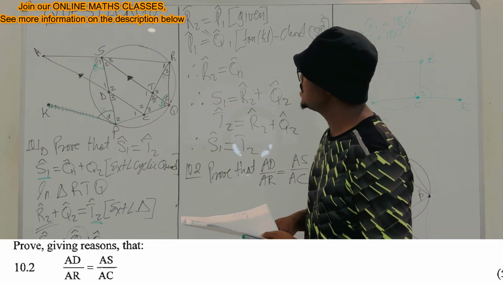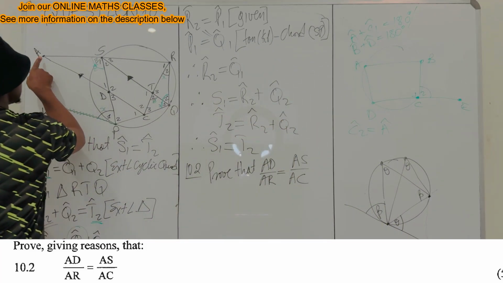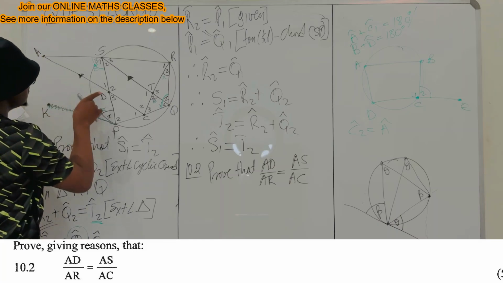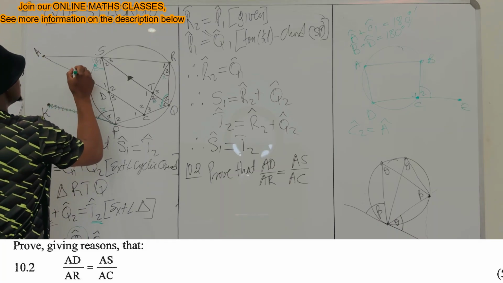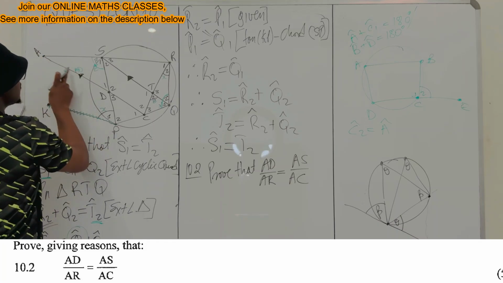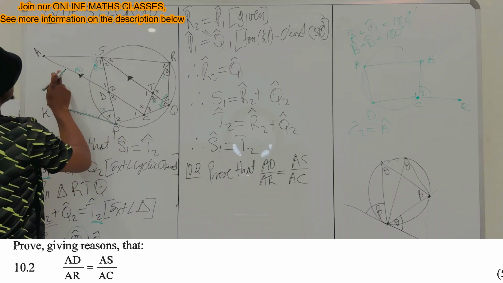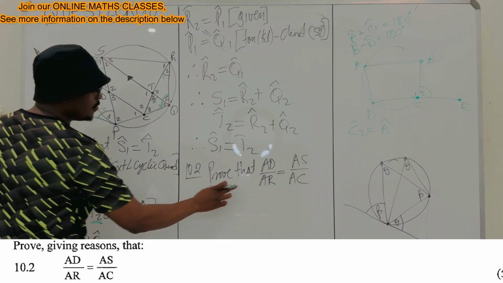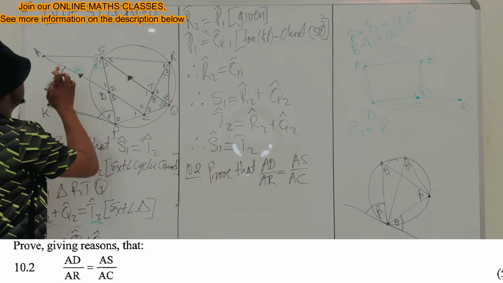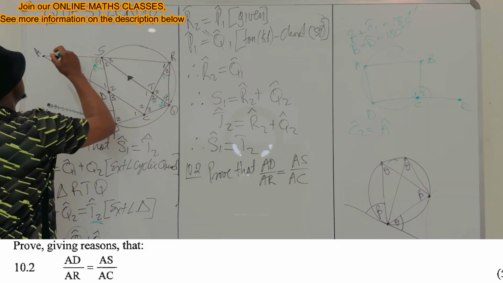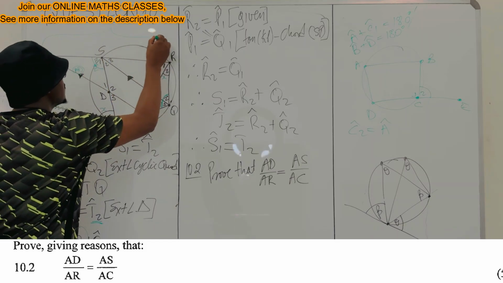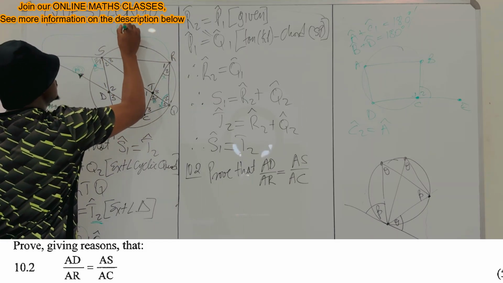So where is AD? AD is this length over here. I'm going to write it inside here because it's this small part. It's not the entire thing. So here's AD over AR. Where is AR? AR is the entire length there, right? So AR is this length here.